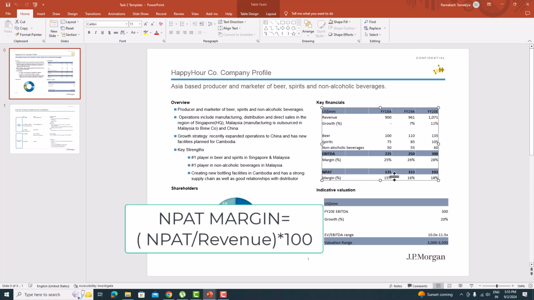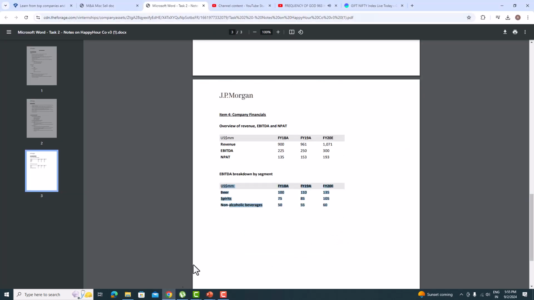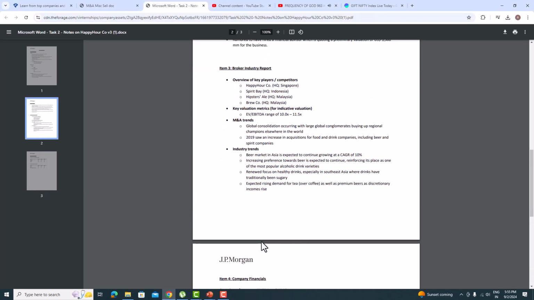NPAT, which stands for net profit after tax, and also calculate its margin, which is NPAT divided by revenue and multiplied by 100. Indicative valuation is also provided in the PDF. Just write it down in a table.